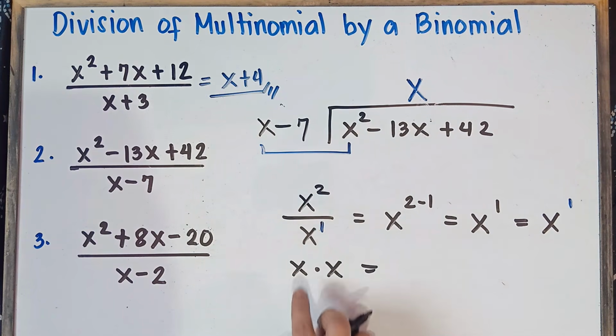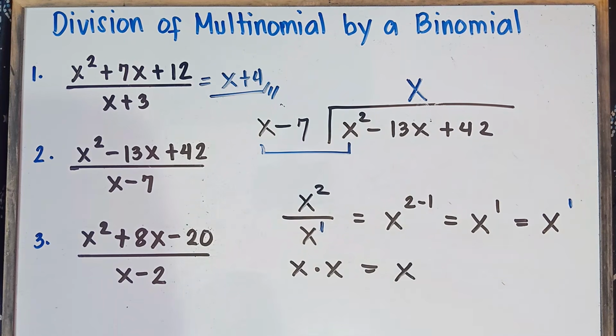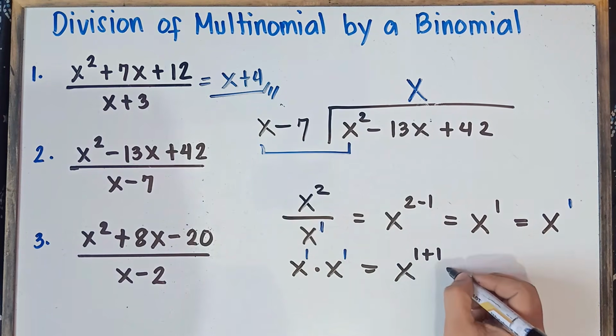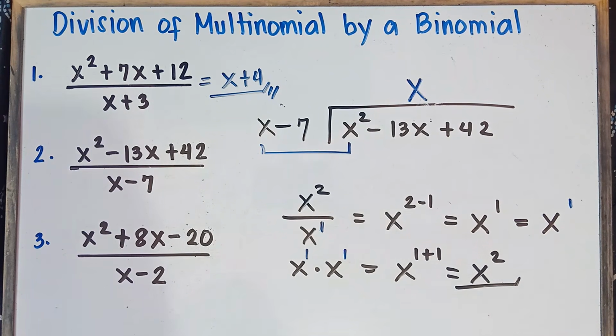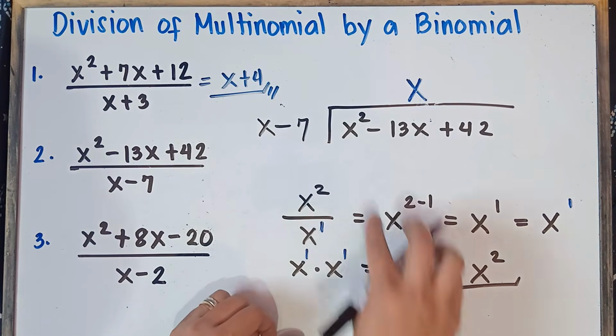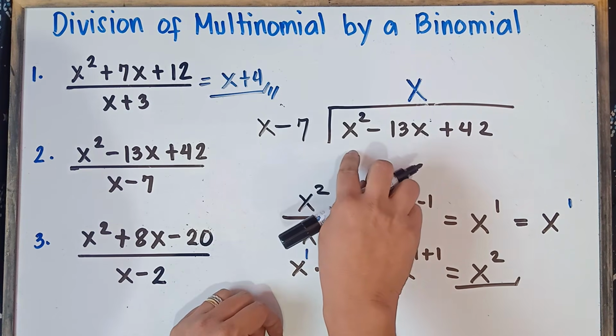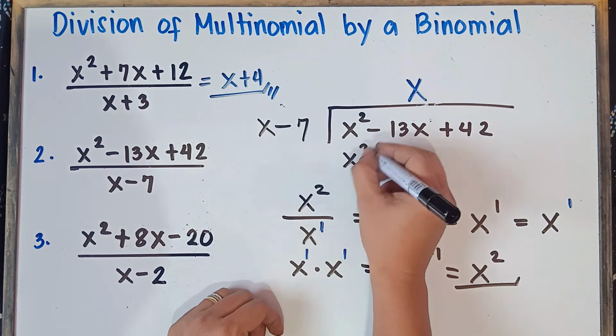Product rule, if they have the same base, simply copy the base and then simply add the exponent. Understood that there's 1 here. So 1 plus 1, that would be x raised to the power of 2. So x times x, that would be x squared. Of course, you will align your answer, class, on this given x squared because they have the same exponent.